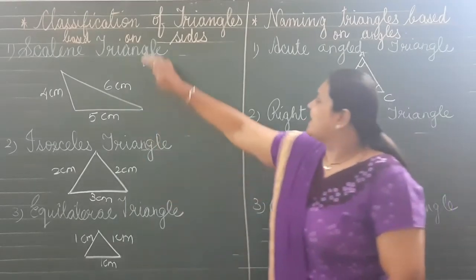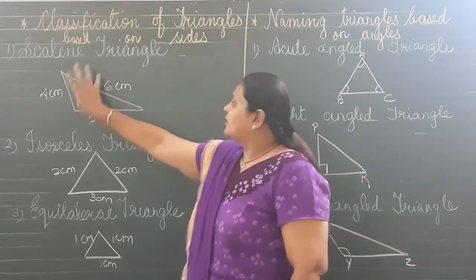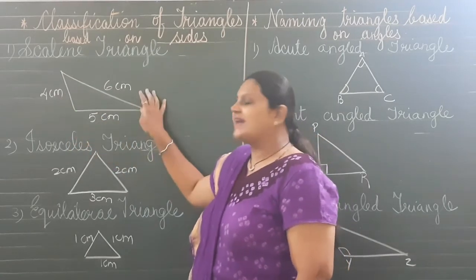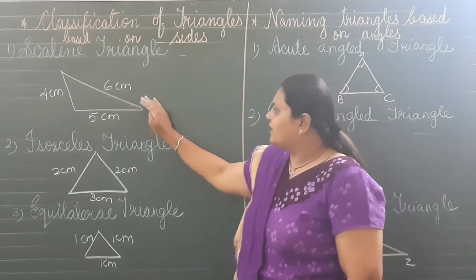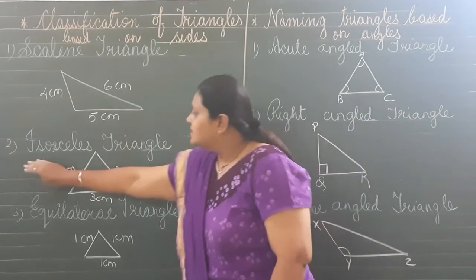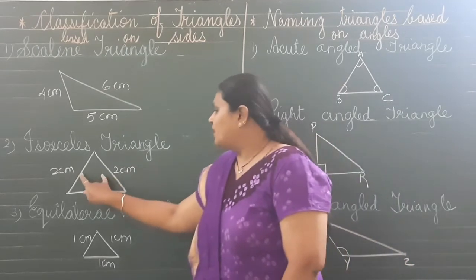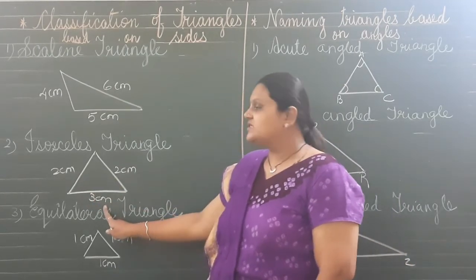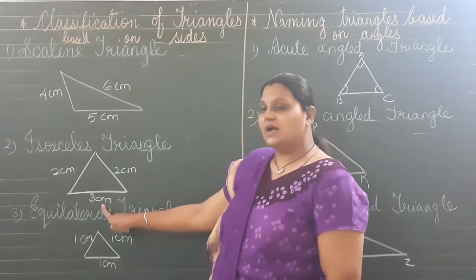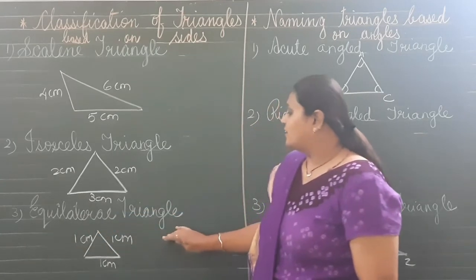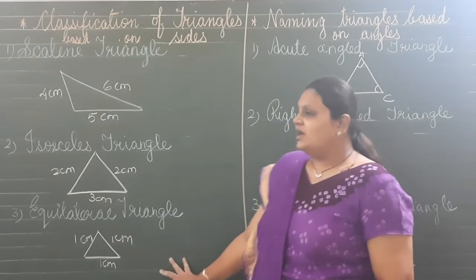Now let us see classification of triangles based on sides. Very first, scalene triangle. A triangle which has unequal sides, all sides unequal, is known as scalene triangle. Here in this triangle we are having different sides. Second is isosceles triangle. Isosceles triangle has two equal sides, one different side. Here two sides are equal, one is unequal. Same, equilateral triangle. A triangle having all the sides equal is known as equilateral triangle.